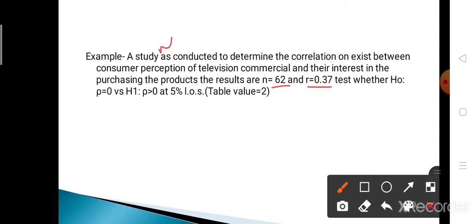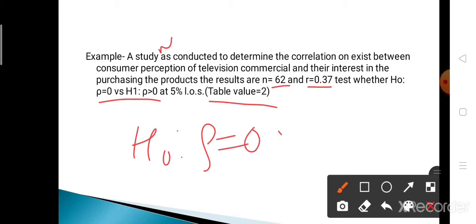Test whether H0: rho is equal to 0 versus H1: rho is greater than 0 at 5% level of significance. And the table value we are given is 2. Here we want to test H0: rho is equal to 0 versus H1: rho is greater than 0.